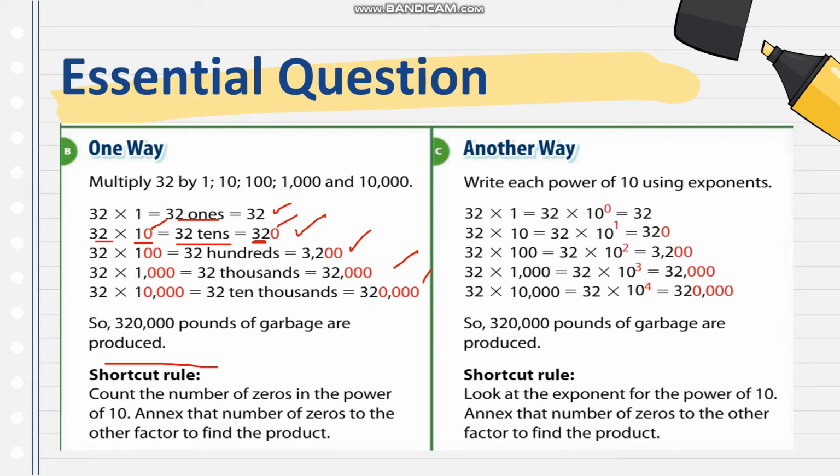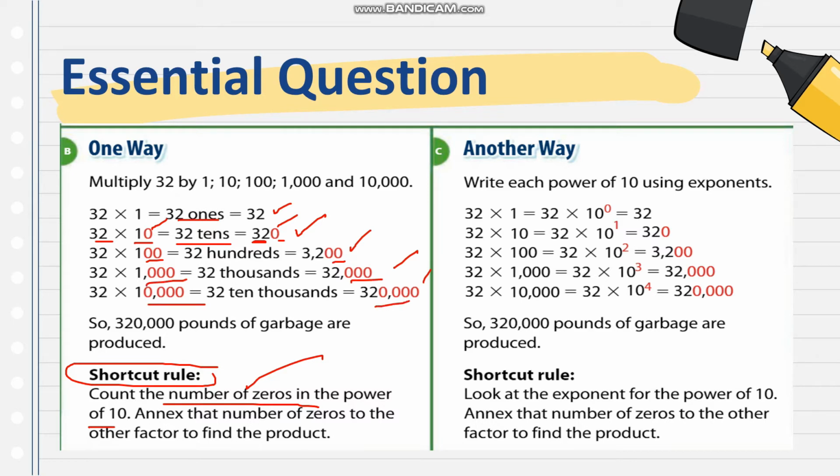The shortcut rule, always remember, you need to count the number of zeros in the power of 10. So we have 10, so 1 zero, you need to add 1 zero. Annex that number of zeros to the other factor to find the product. We have 2 zeros for hundreds, so 2 zeros, 3 zeros, and 4 zeros.